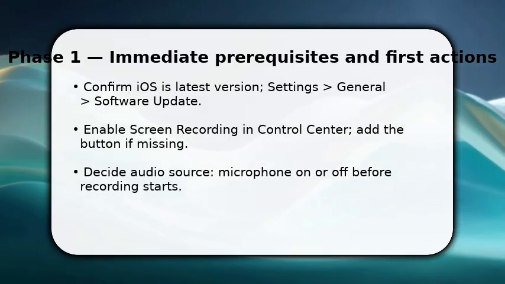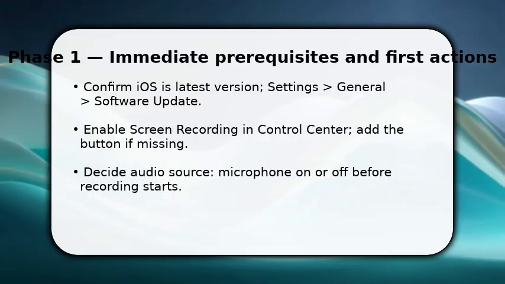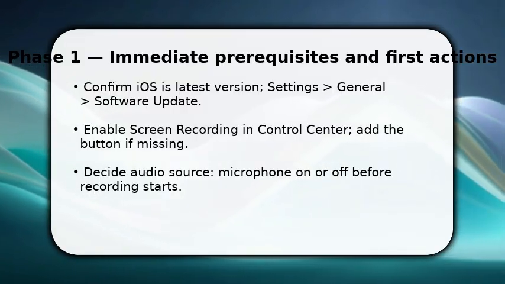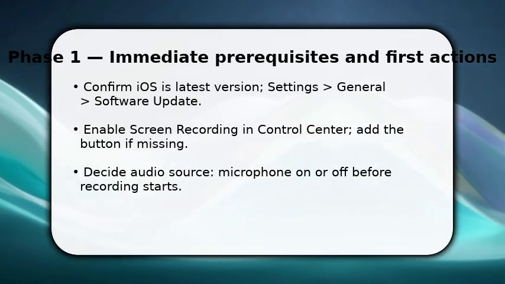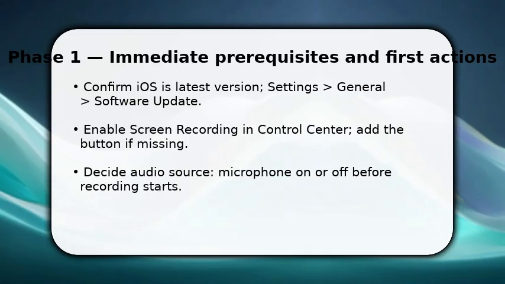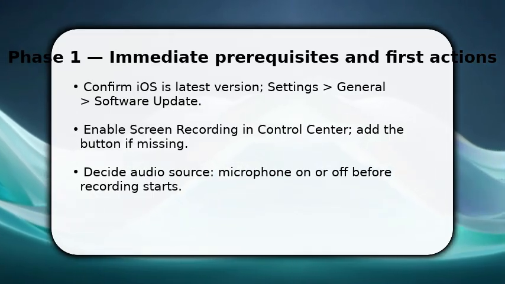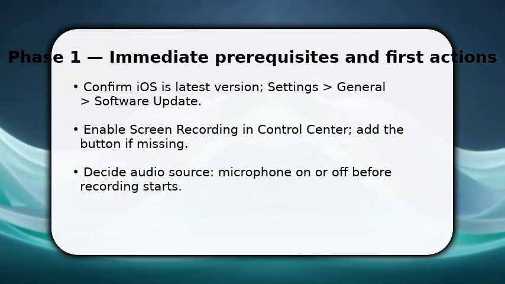Make a quick choice about audio. Tap microphone audio when you want commentary. These steps unlock the recorder and avoid interruptions later, so do them first. Now that the control is visible and audio preference set, you're ready to initiate a recording without hunting through menus.